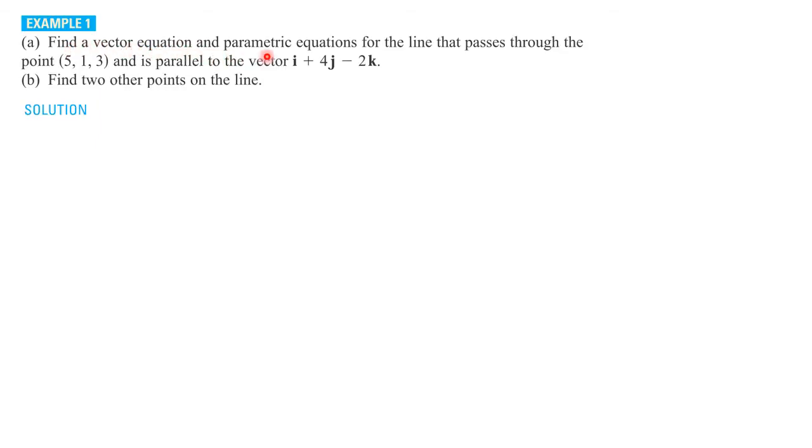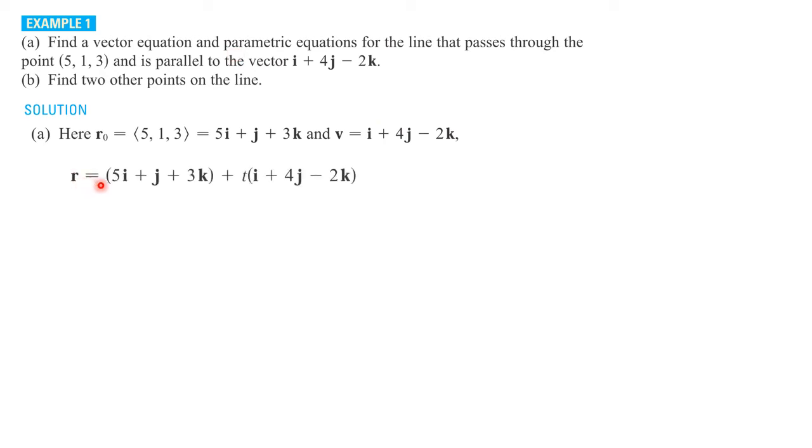Find a vector equation and parametric equations for the line that passes through the point 5, 1, 3 and is parallel to the vector i plus 4j minus 2k. So we have the point 5, 1, 3 as r0, or we can say 5i plus j plus 3k, and v is equal to i plus 4j minus 2k, which is parallel to the line we have to find. So r is equal to 5i plus j plus 3k plus t times the direction i plus 4j minus 2k.